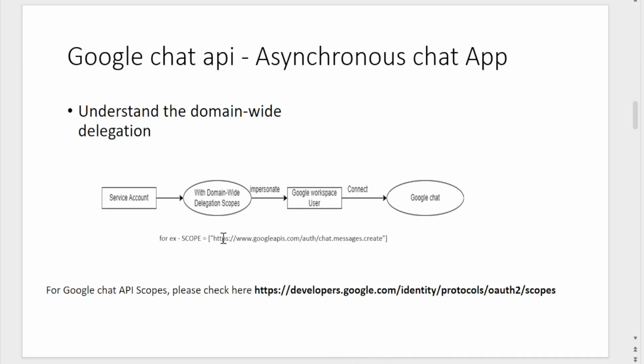For asynchronous chat app, we use domain-wide delegation. Domain-wide delegation access control allows the service account from GCP to impersonate the Google Workspace user. It also allows the Google Cloud user to impersonate a Google Workspace user. So, we need to configure this very cautiously.